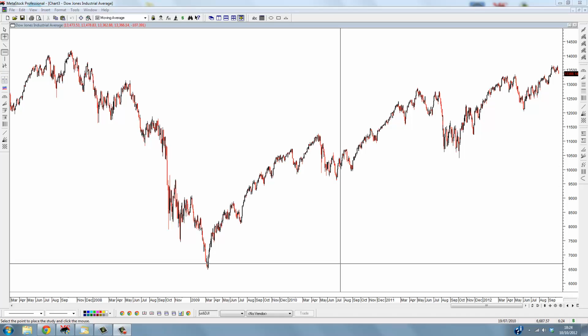Welcome to the ChartsView presentation. This presentation I'm going to do on supports: how to find supports. Supports are very important in trading.